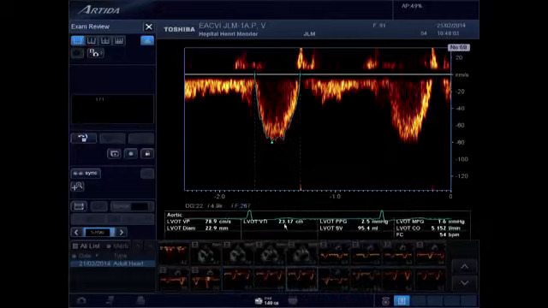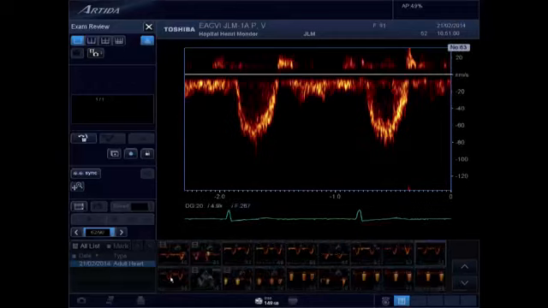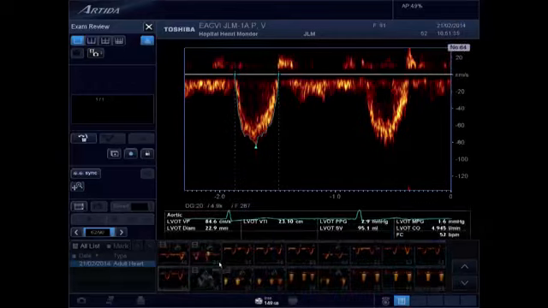Here we have an LVOT time velocity integral of 23 centimeters. We take several measurements that confirm that this time velocity integral is preserved at 23 centimeters, which gives a left ventricular stroke volume at 95 millimeters, which is strictly normal.